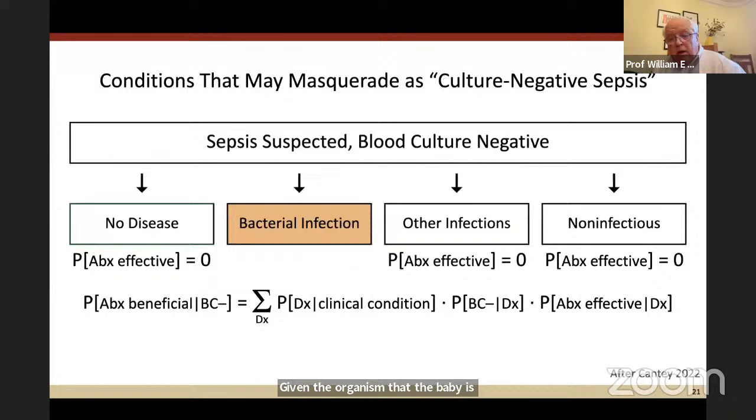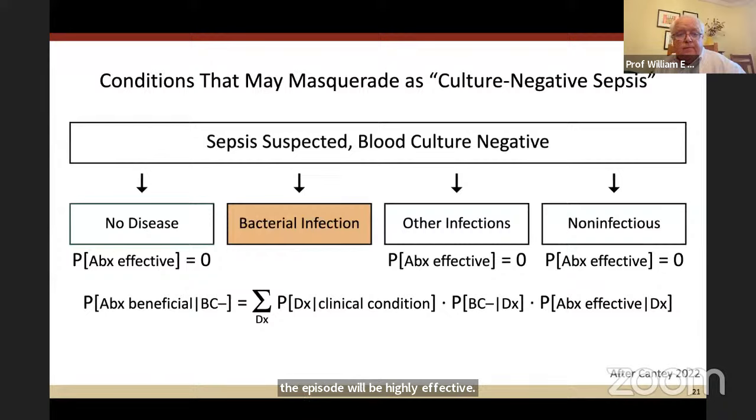On the other hand, if that baby was delivered prematurely, primarily for maternal indications, and happened to be colonized with group B strep, the ampicillin will be highly effective, and this term will be essentially one.